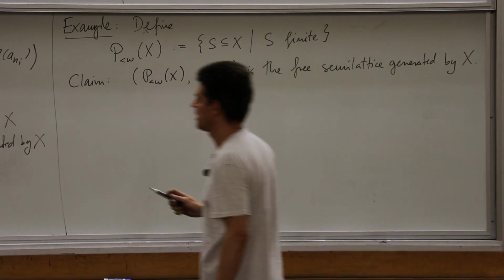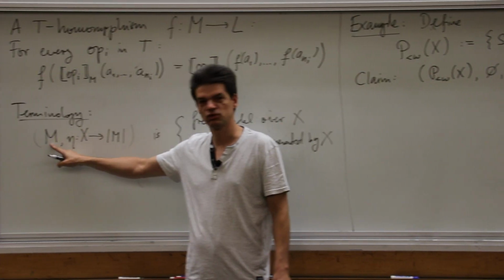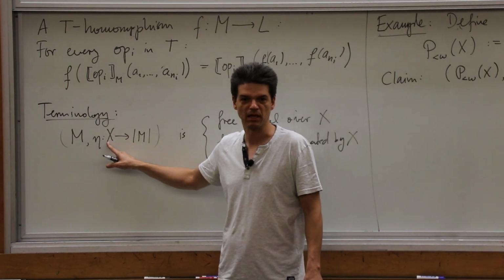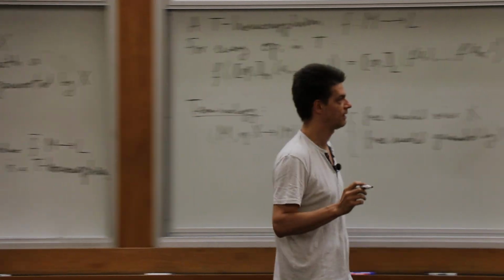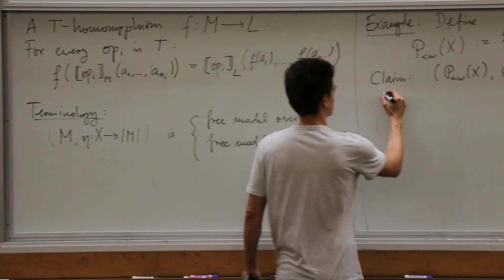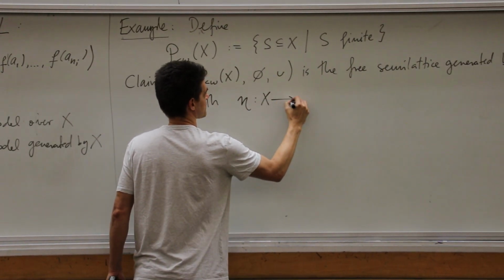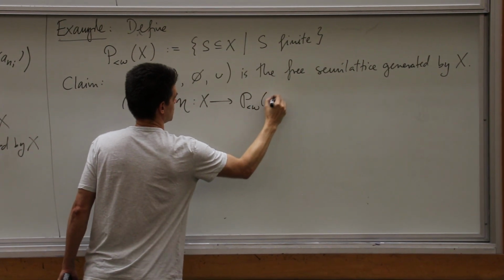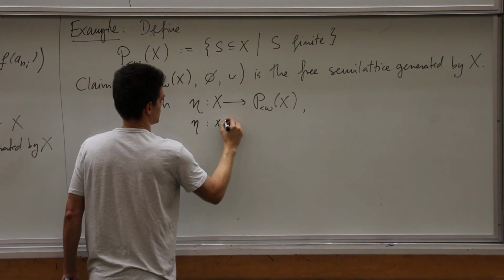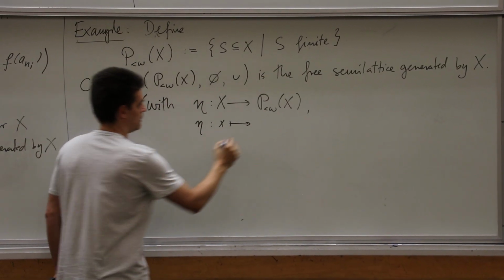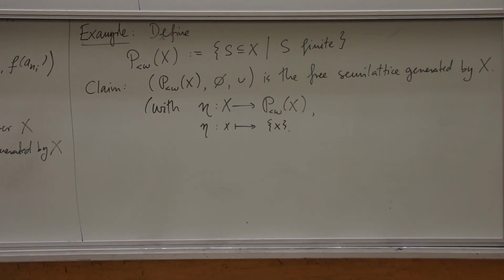I think I said it many times that when you have a free model generated by X, you should not give me just the model. You have to give me the embedding of X. You have to tell me how X goes inside the model. So I forgot to tell you that, with eta from X to P omega of X, given by eta takes x to the singleton x.